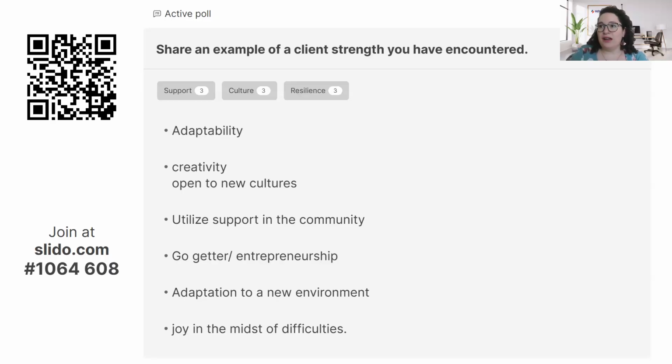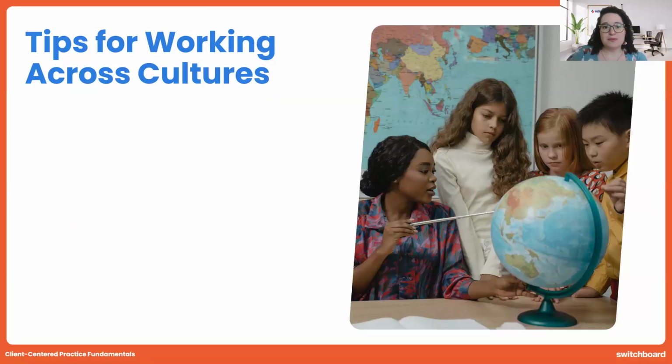We're going to move on to talking about cultural responsiveness, but I really appreciate how you centered these strengths.